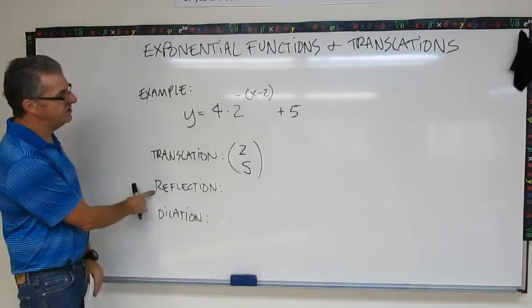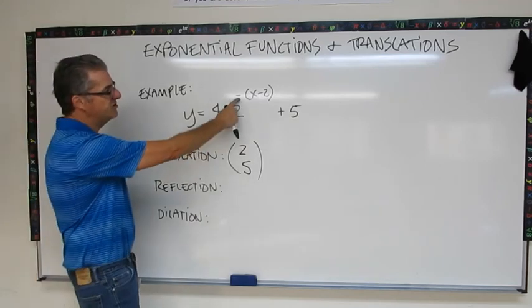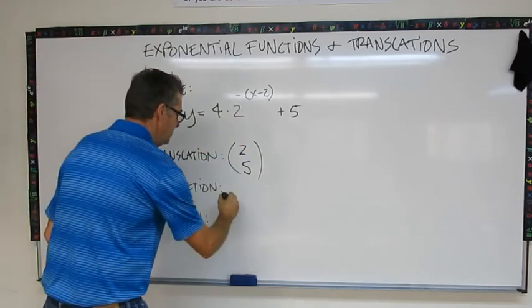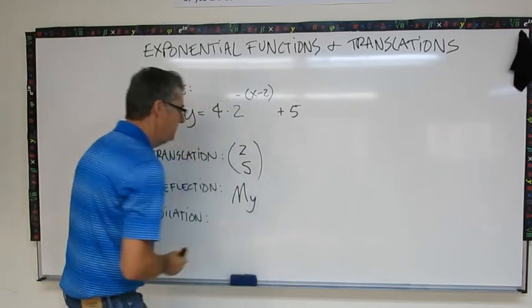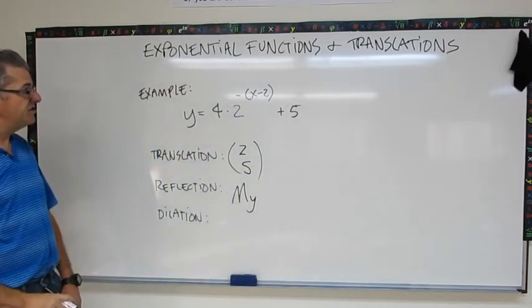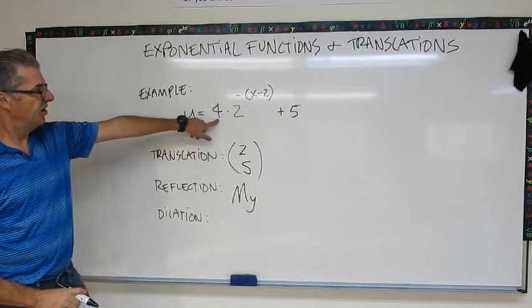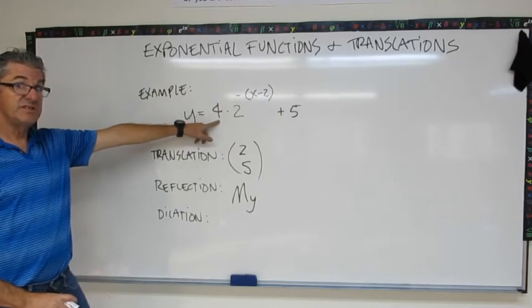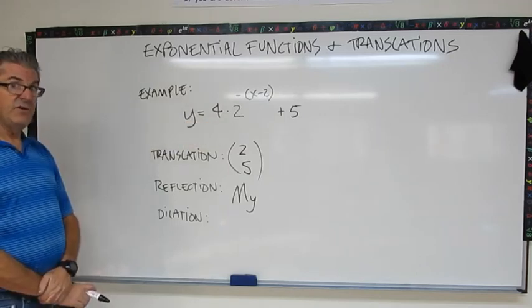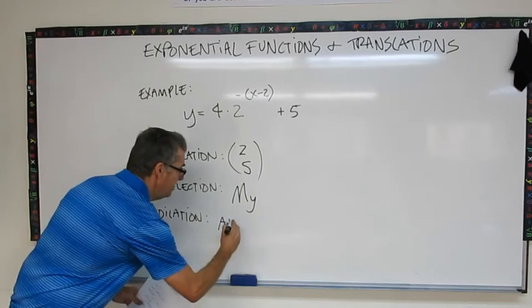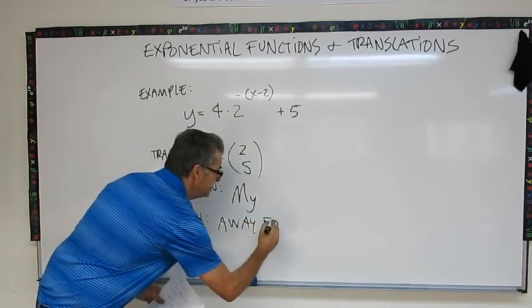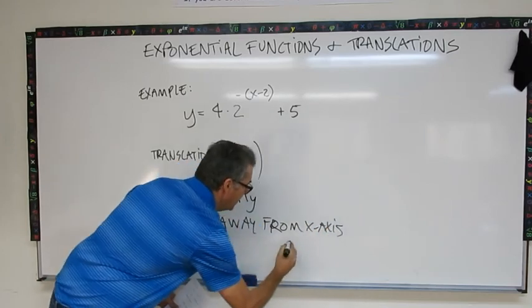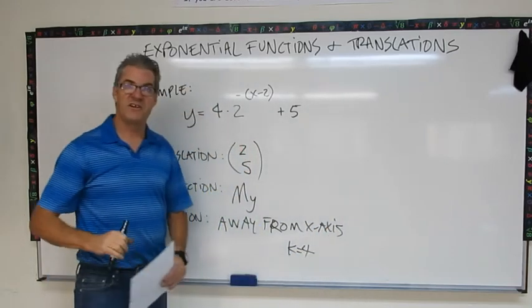Take a look at the reflection. So when the negative shows up here in the exponent, we're reflecting across the y-axis. That's our reflection. Now our dilation happens right here. That's the 4. And what are we doing? Is that a vertical or a horizontal? Pause the video and think about that. If you got vertical, you're right. This is away from the x-axis, and the k is 4. So the scale factor on that one is 4.